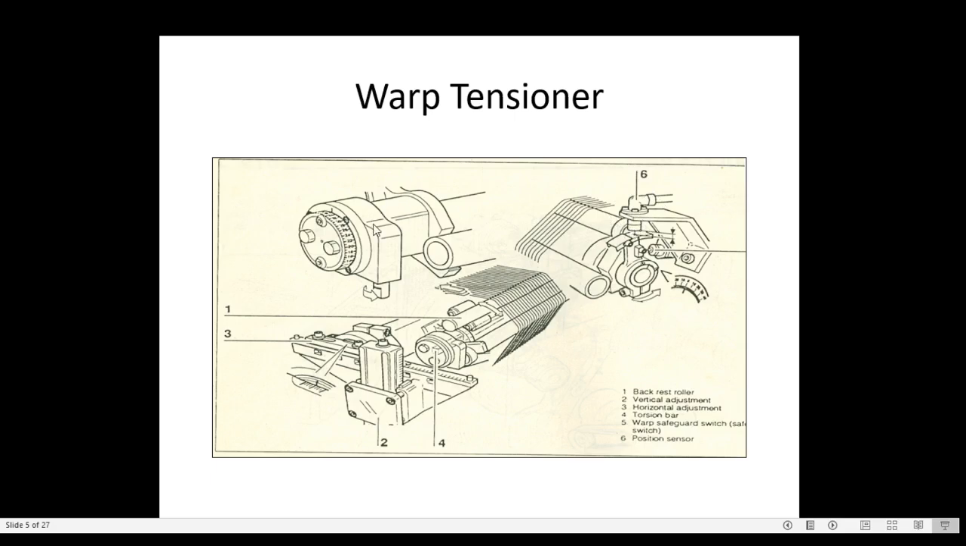Basically, we set the preset tension level of 5 kilonewton by the vertical and horizontal position and the torsion rod, and then we try to keep this 5 kilonewton the same. This is the feature of any let-off motion. See the figure for 2 minutes, and if any doubt is there, you can ask me.